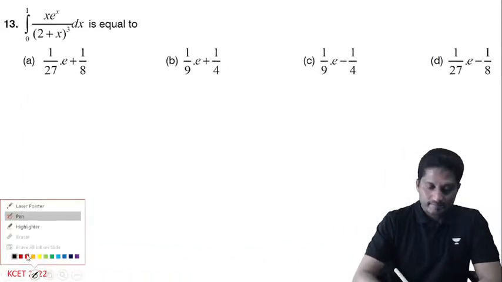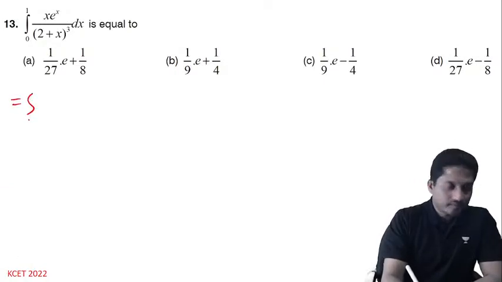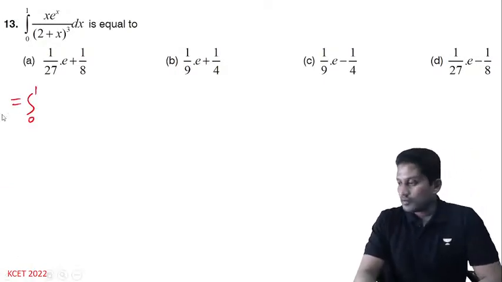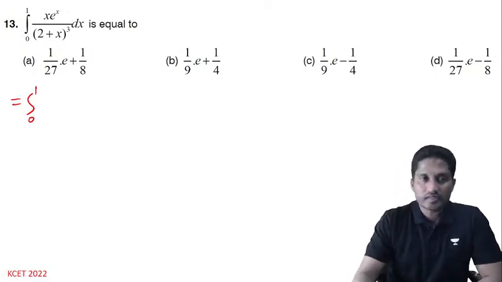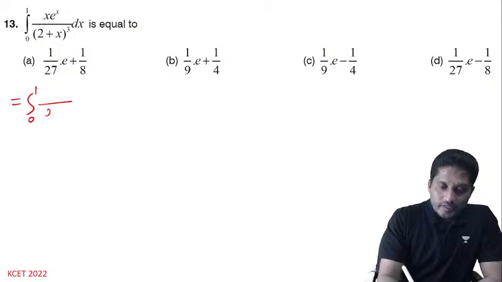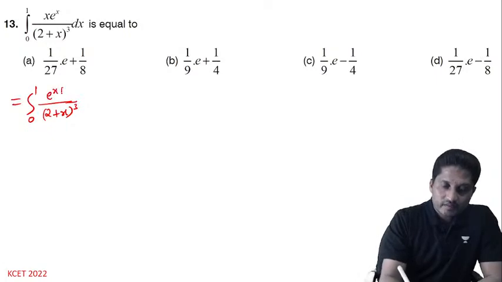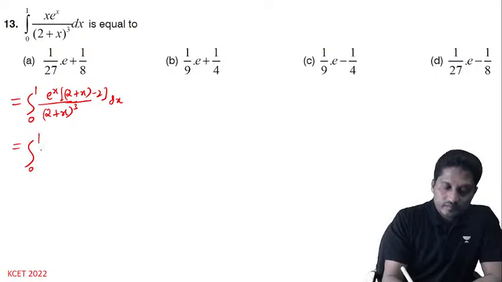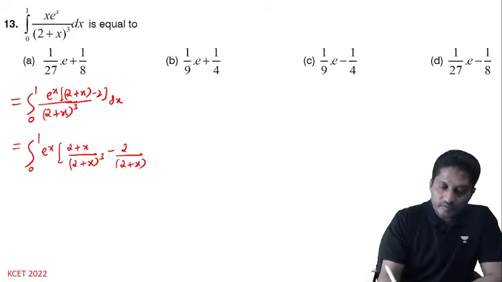Right? Question number 13. So this is 0 to 1, right? This is 0 to 1. Denominator is 2 plus x the whole cube. Numerator e power x, that x can be written as 2 plus x minus 2. Add 2, subtract 2. This is 0 to 1, e power x into a bracket, 2 plus x divided by 2 plus x the whole cube minus 2 divided by 2 plus x the whole cube dx.